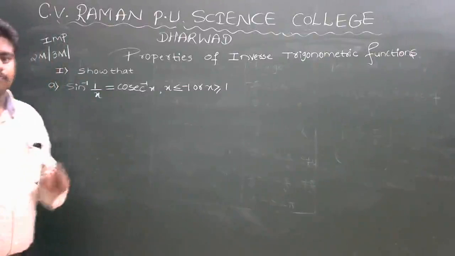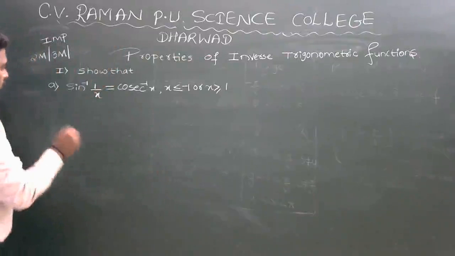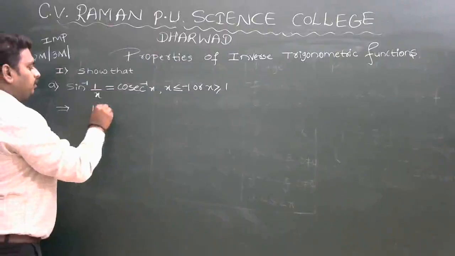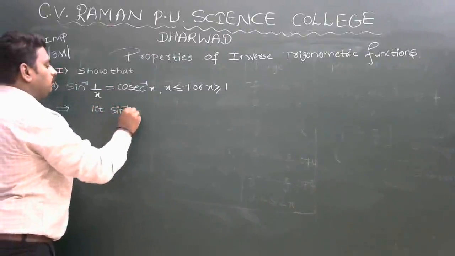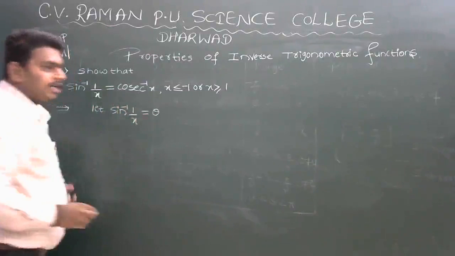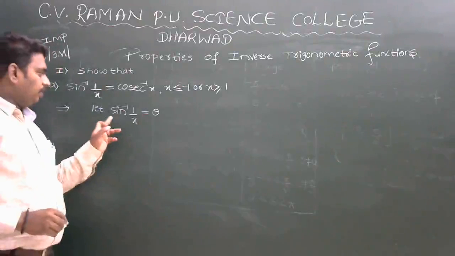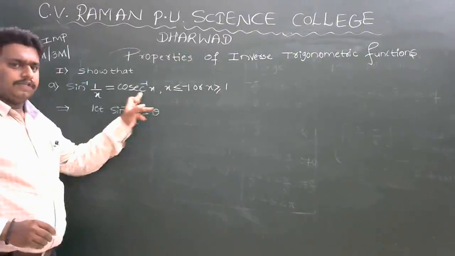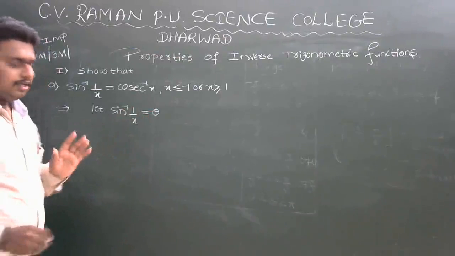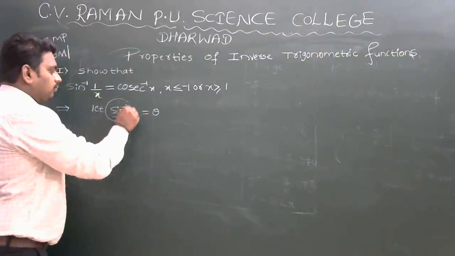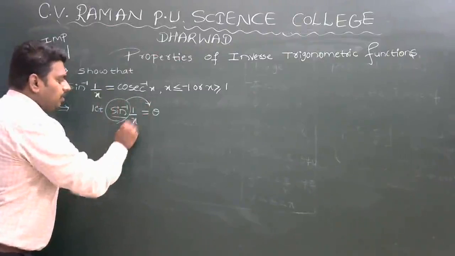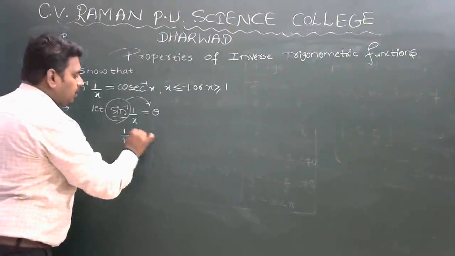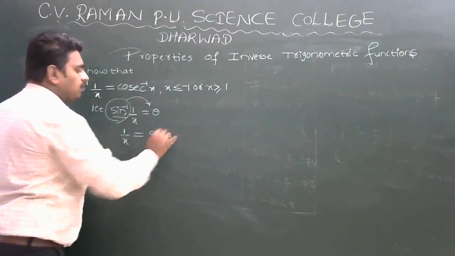Okay, let me start the proving part. Let us see how to prove it. Solution: let sin inverse of 1 by x equal theta. You can equate this also, cosecant inverse of x equals theta, as a substitution. Next, when the sin inverse function moves to the other side, 1 by x stays as it is, and the inverse function becomes a trigonometric function. This becomes sin theta.